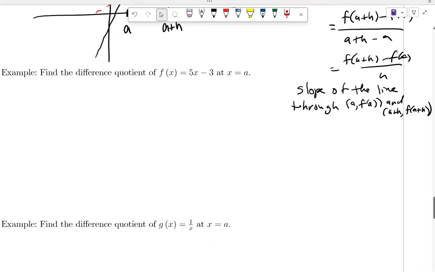So let's do a couple of examples with these. They do some nice algebra play, if you will. All right. So first one here, a straightforward idea. We've got f of x equals 5x minus 3. We want to do the difference quotient at a. All right. So we want to do f of a plus h minus f of a all over h.